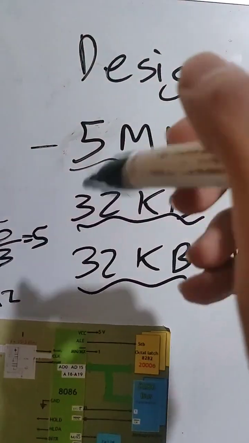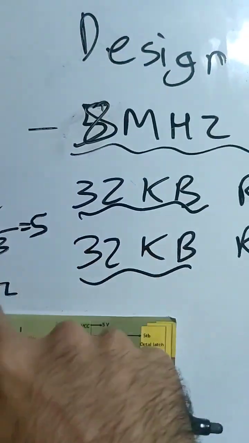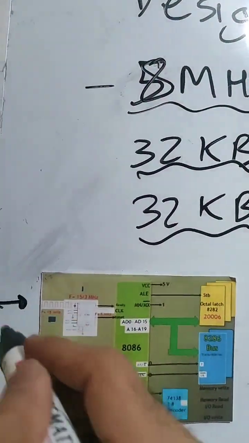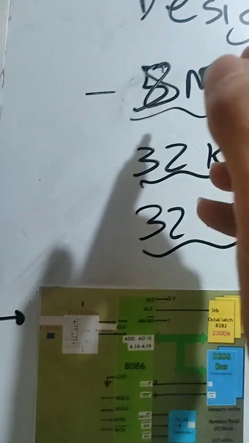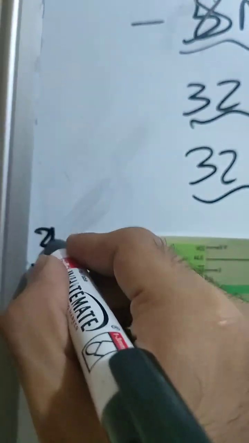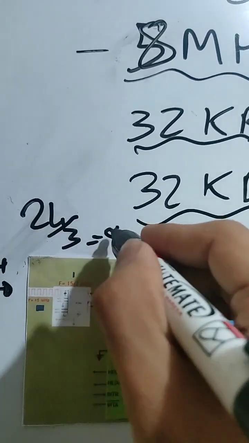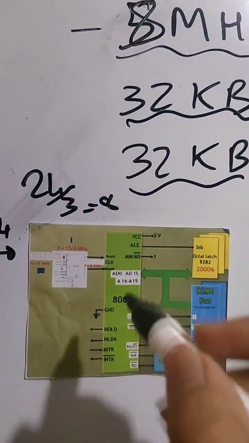So now in the question they might also ask to design for 8 megahertz. So then what would you do? Basically you need to give an input frequency or crystal frequency of 8 into 3, that is 24 megahertz. So the clock will divide 24 by 3 and you'll get 8 megahertz going into the 8086.